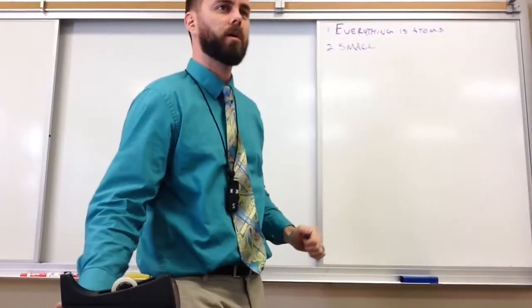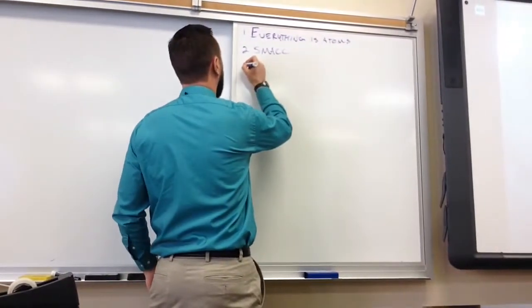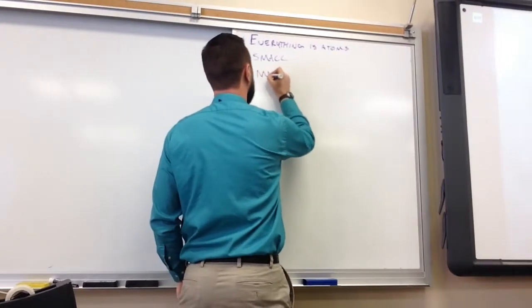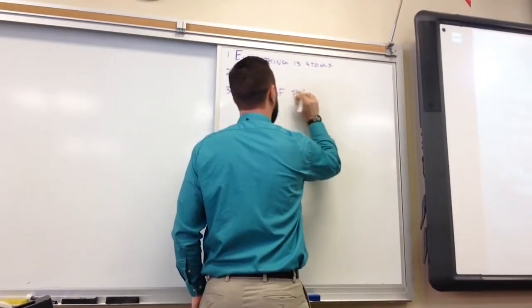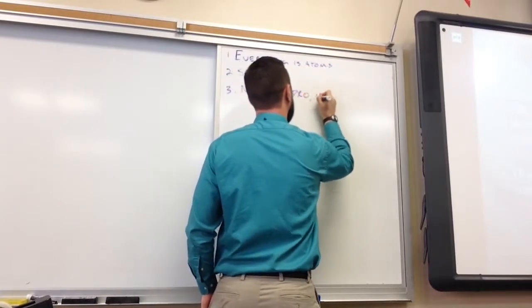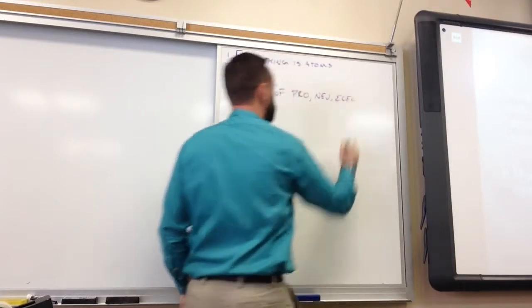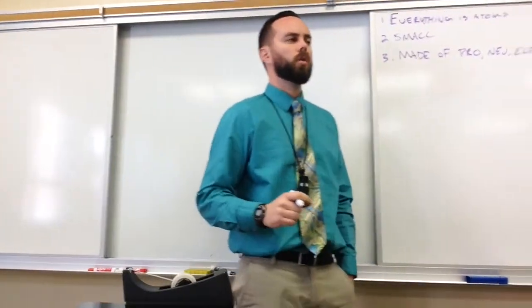Atoms are super small. What else, Skylar? They're like protons, neutrons, and electrons. So they're made of protons, neutrons, and electrons? Very good. So I'm going to write protons, neutrons, and electrons. So they're made up of protons, neutrons, and electrons. That's a good one to have. What else about atoms?